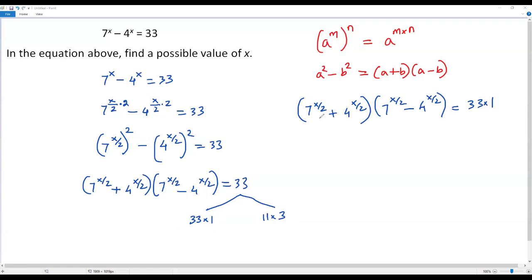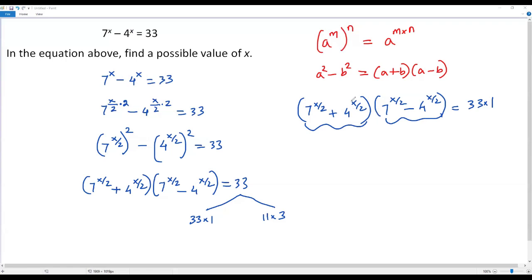Here let's consider 7 to the power of x over 2. Since the base 7 over here is a positive value, whatever value we have for x at the exponent, this is always positive. And for the same reason, this one is also positive. Here we are adding two positive values, and here we find the difference of two positive values. So in these two binomials, which one can be bigger and which one can be smaller?